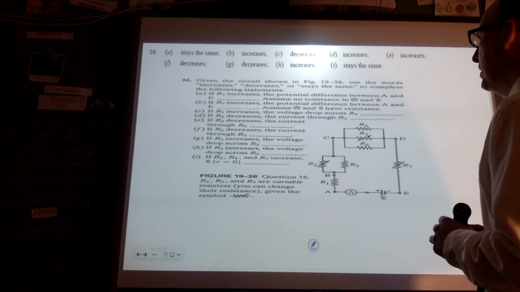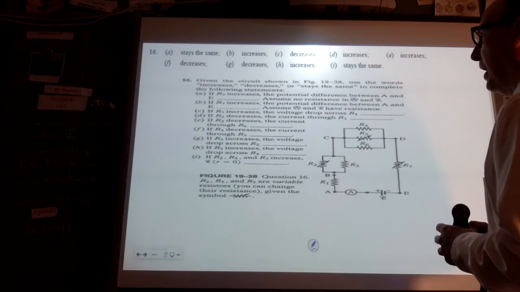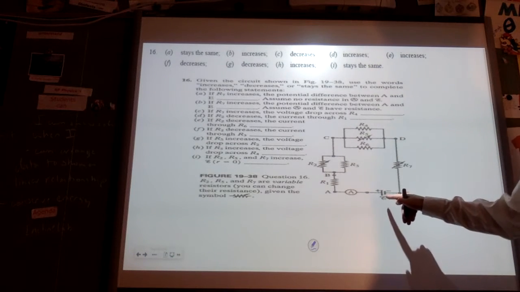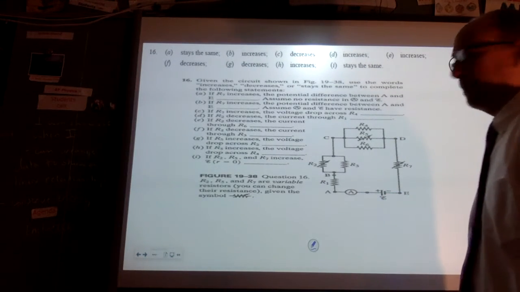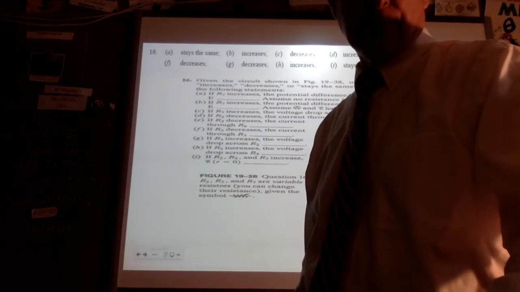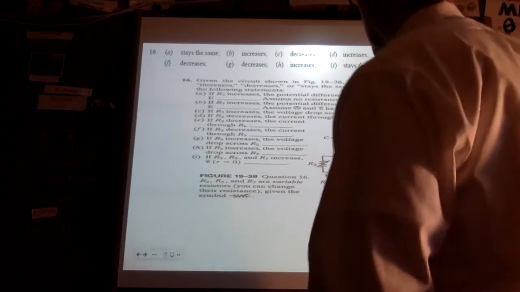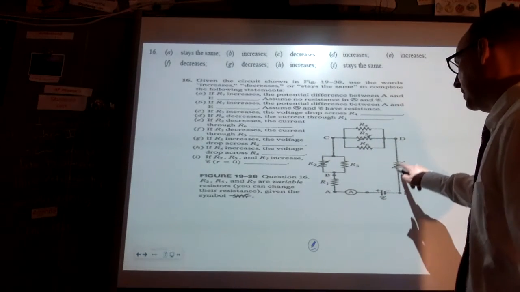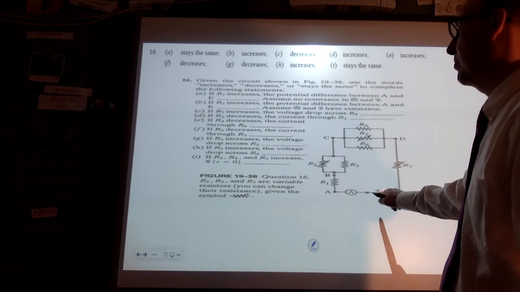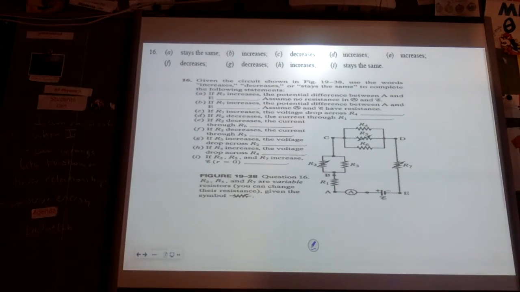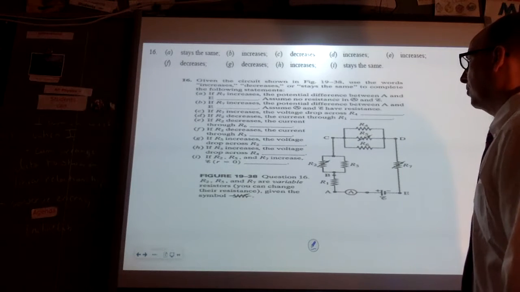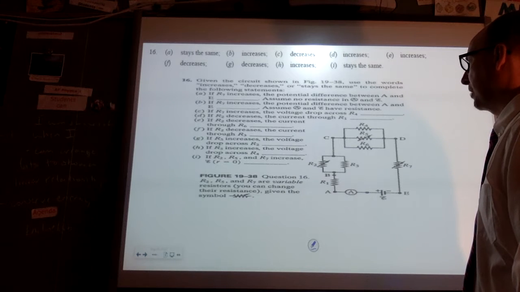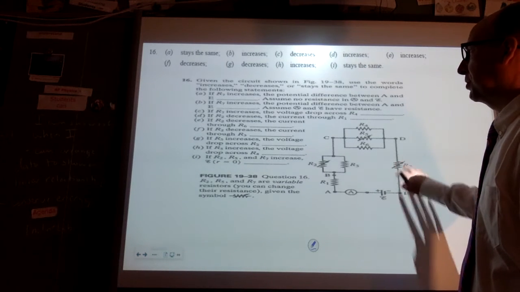If R7 increases, the potential difference between A and E, if they're saying that there's an internal resistance in this, then if this one has a bigger resistance, it's going to get more potential. So that means that this one is going to get less, so it would decrease. If R7 increases, the voltage drop across R4 is going to decrease. It's going to get more of the overall voltage drop.